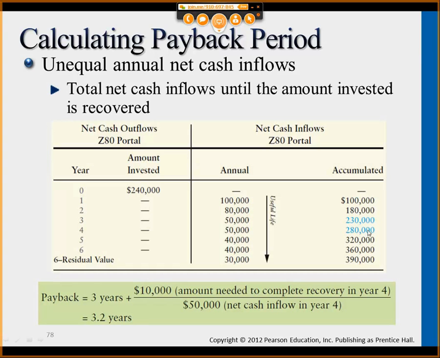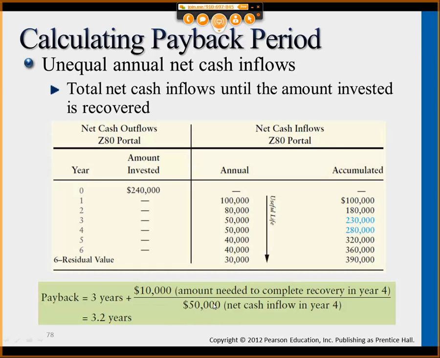So here you go, 280,000. Out of that 280,000, our investment was 240. Okay? So how do we calculate the payback? It's 3 years, right? 3 whole years. And now we need to understand how much of the 4th year is going to take us to cover the investment. So 3 years, and then we'll take the amount needed to complete recovery in year 4, which is $10,000. And then the net cash inflow in the 4th year is 50.